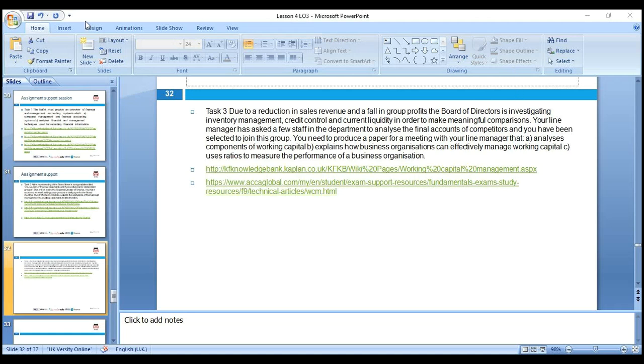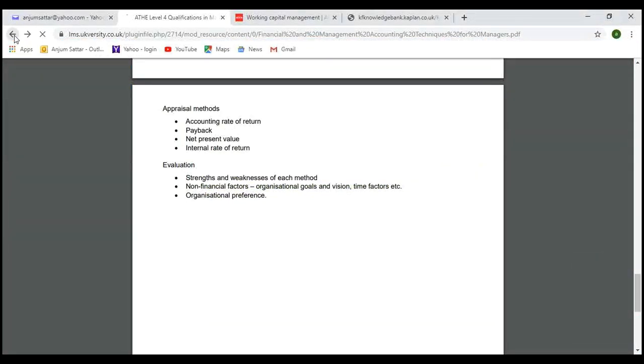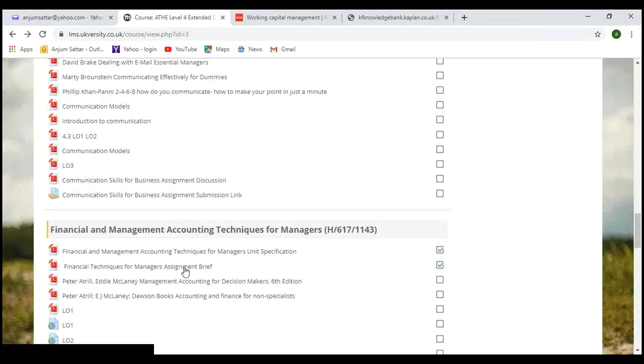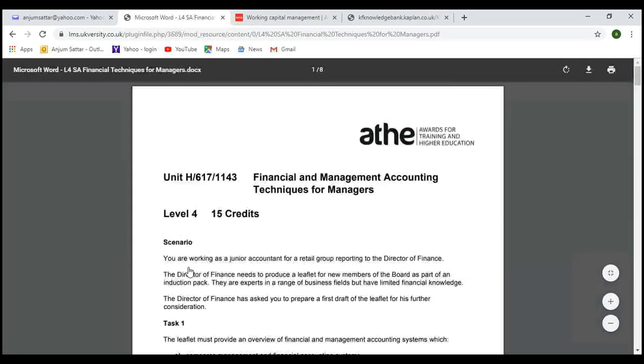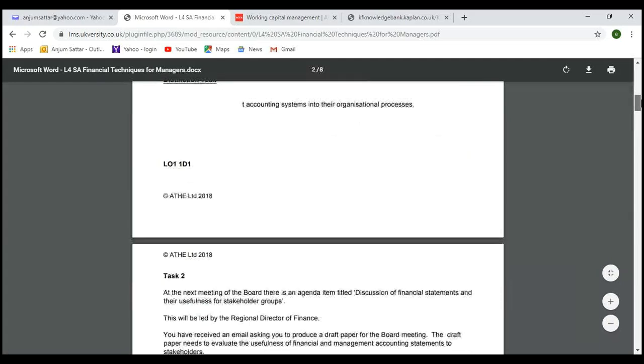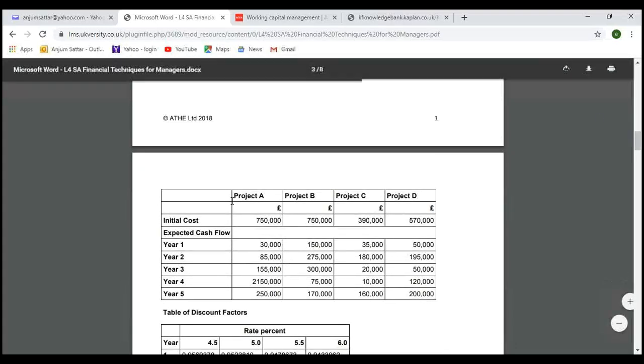Then if we go back to our assignment, the next task, task 4. In task 4, you write column 1 as years, and in column 2 you write the cash flows. The outflow is 750, then year 1, year 2, year 3, that's your inflow, right?